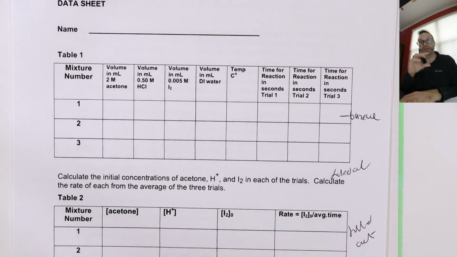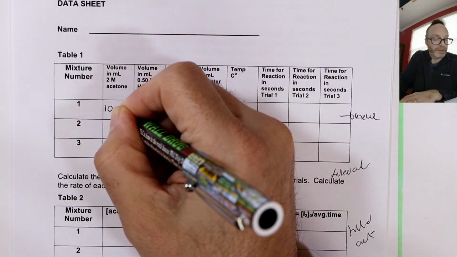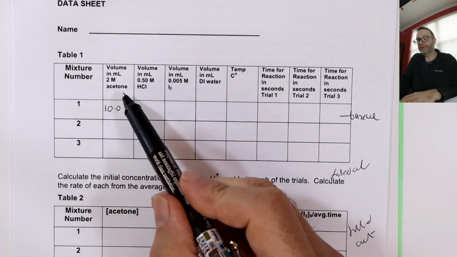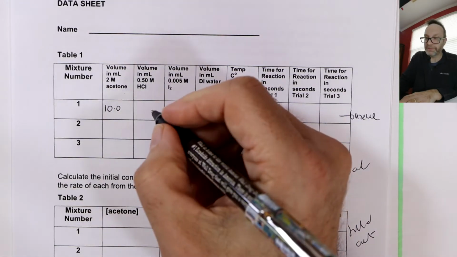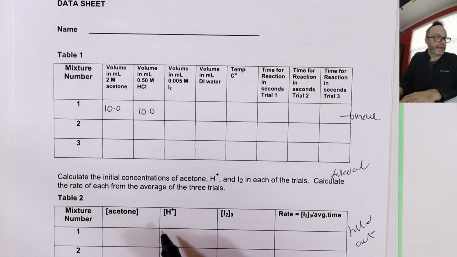That's when we have all the concentrations at the lowest, and there's a lot of dilution in this, so you've got to be real careful. Should we do this in class, we'd talk about the math more, but I'll just give you the numbers. We're adding 10.0 milliliters of 2 molar acetone, 10.0 milliliters of 0.5 HCl, and then, what is that one?